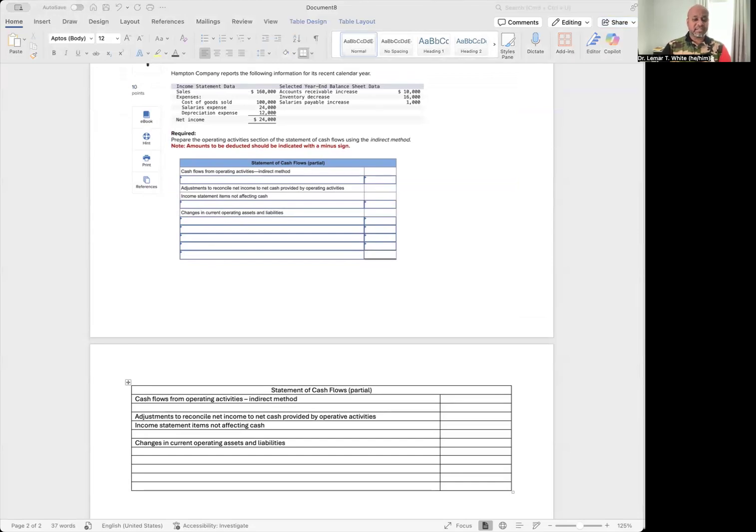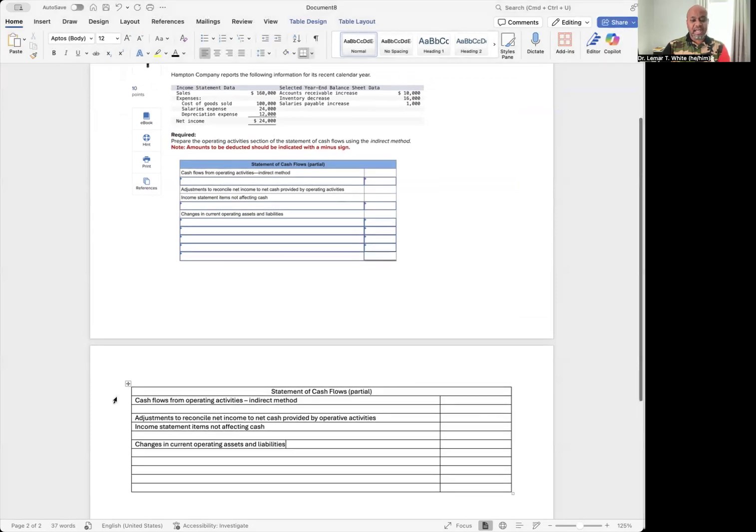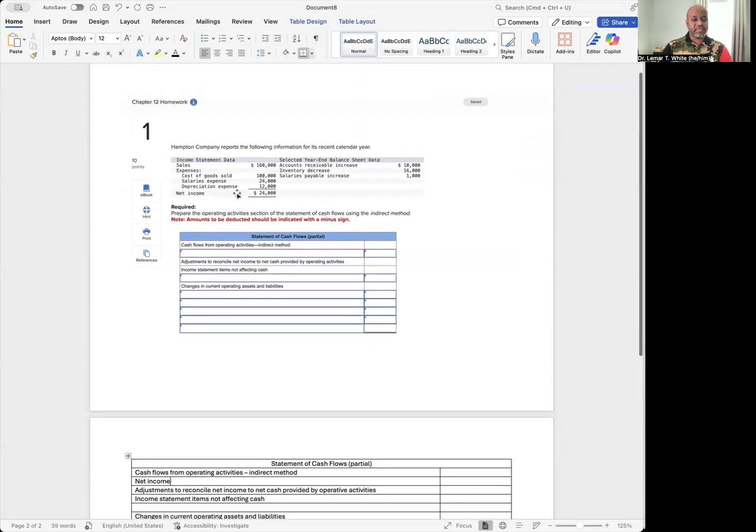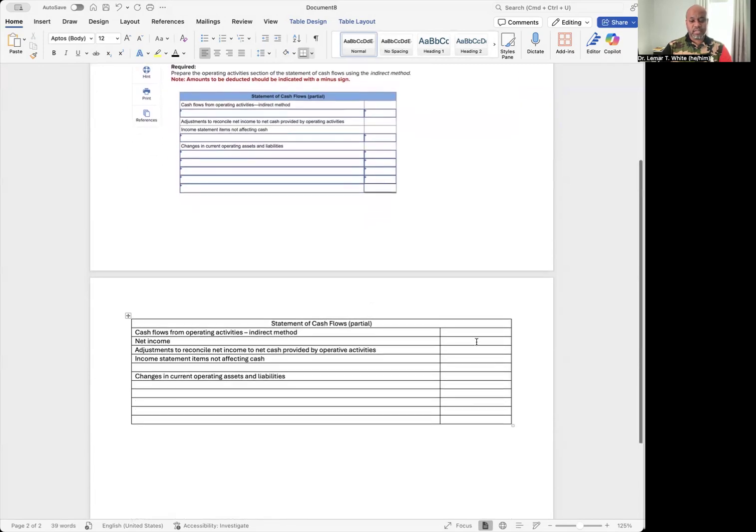So let's start. Typically, when we're preparing our statement of cash flows under the indirect method, we would start with our net income. So we're going to put our net income here. And if we look at the question, it already gives us a net income of $24,000. We're going to put our $24,000 there.